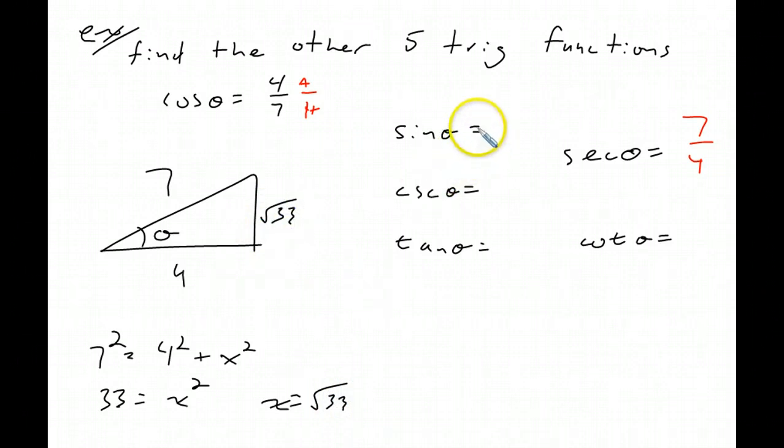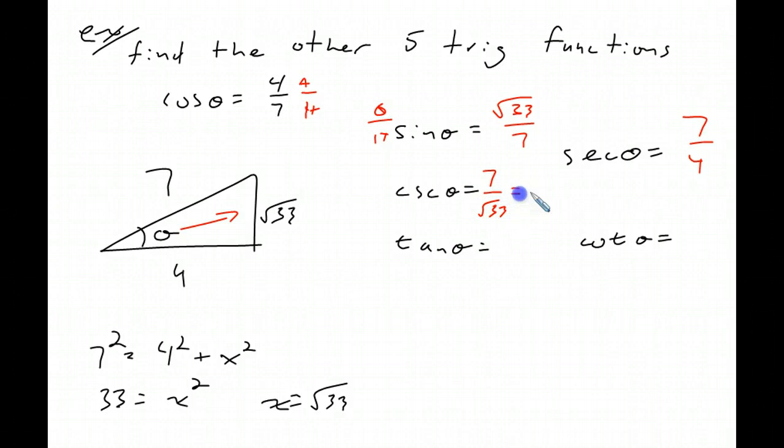So if I want to find sine, don't forget we have SOHCAHTOA. Sine is opposite over hypotenuse. The opposite is this square root 33 over the hypotenuse, which is 7. So I have root 33 over 7. Cosecant is sine flipped, so 7 over square root 33. And to rationalize it, multiply by square root 33 on top and bottom, so we have 7 square root 33 over 33.